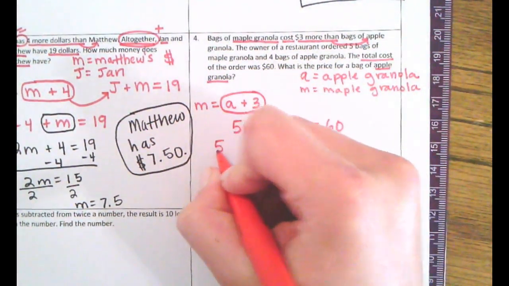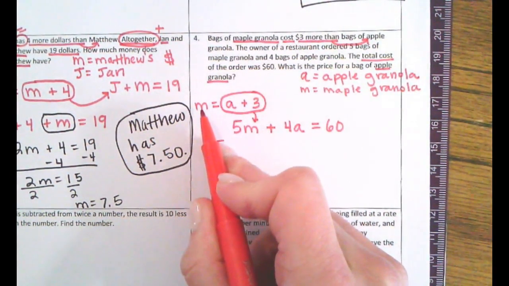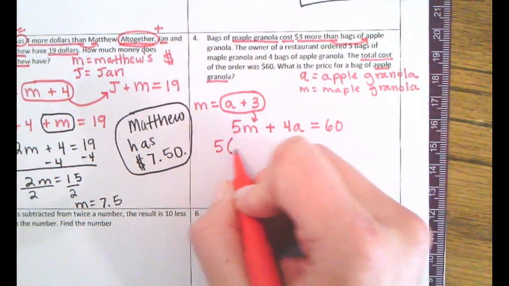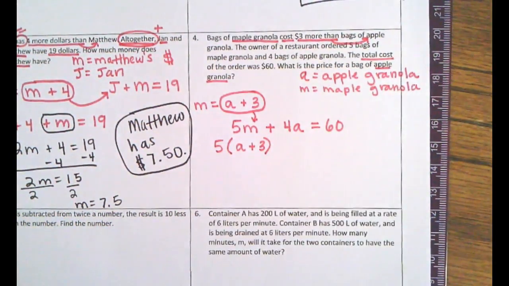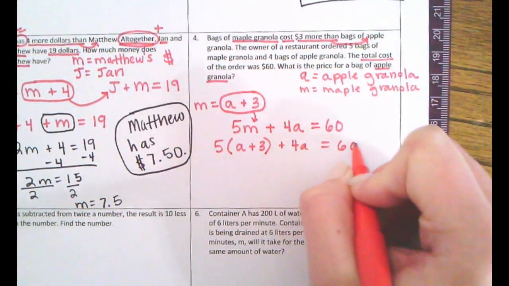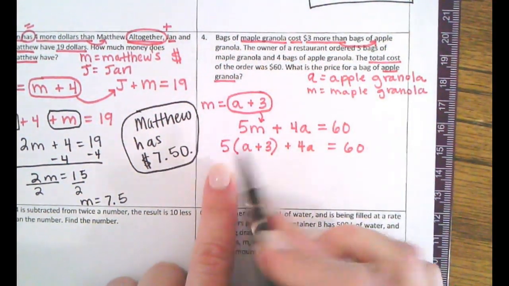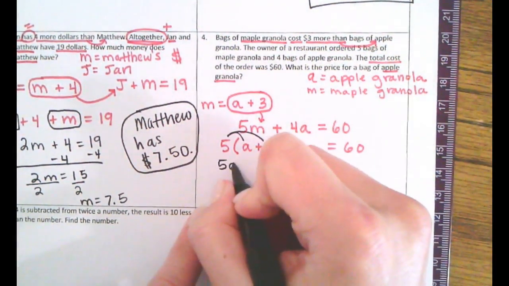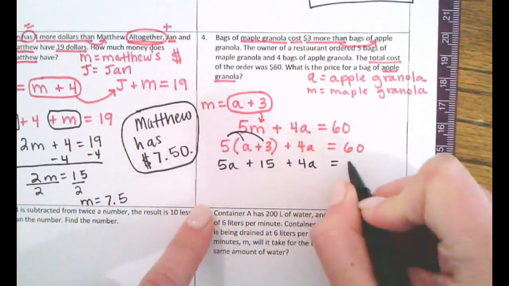So I have 5 bags of maple, which is A plus 3, and I need to make sure every bag of maple is $3 more than every bag of apple. So this 5 goes to every bag purchased: 5 times the quantity of A plus 3, plus 4A equals 60. Now we have solved problems like this with this distribution here. We have to distribute the 5. 5A plus 15 plus 4A equals 60.